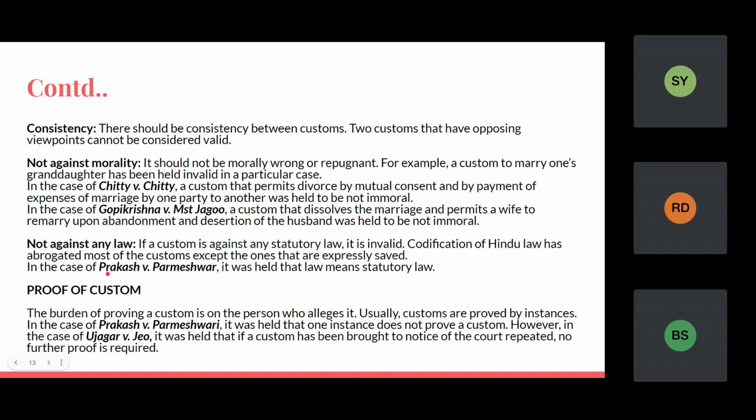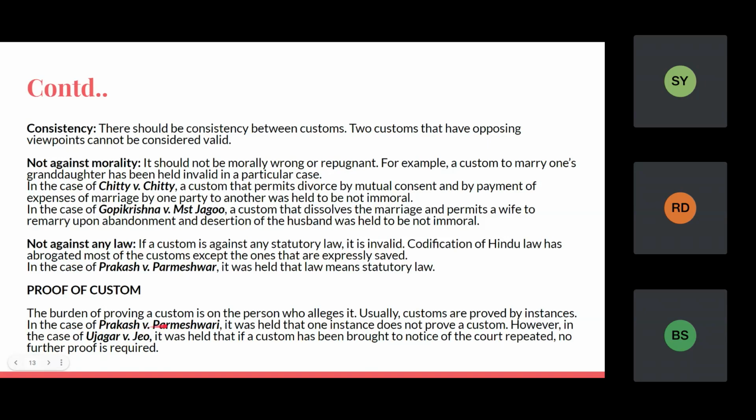Now, proof of custom. The burden of proving a custom is on the person who alleges it, in the sense the person who is saying that this particular thing is a custom. So the burden of proof lies on him. Usually customs are proved by instances. They show examples and demonstrate them in the court of law. Only then the judges come to know.